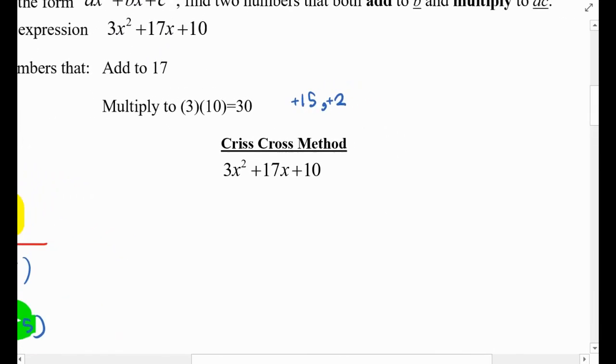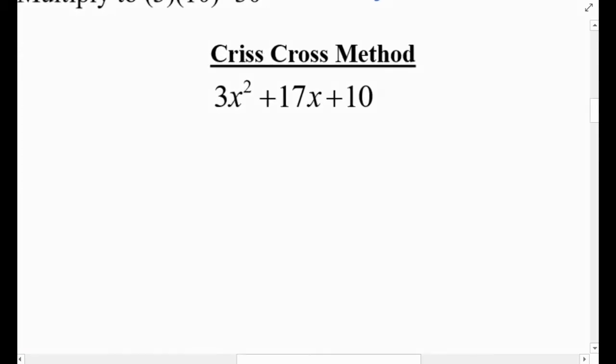And we can also use the crisscross method. To use the crisscross method, you're going to find numbers that multiply to 3, so 3 and 1. And find numbers that multiply to 10, then it will be 2 and 5. And what you're going to do is cross multiplication. Don't forget to put a positive sign because it's positive. So let's do cross multiplication.